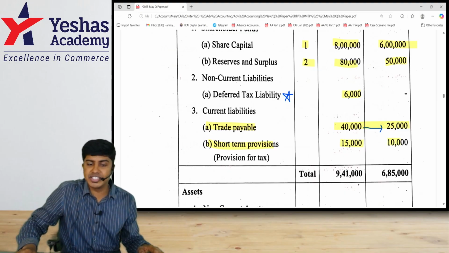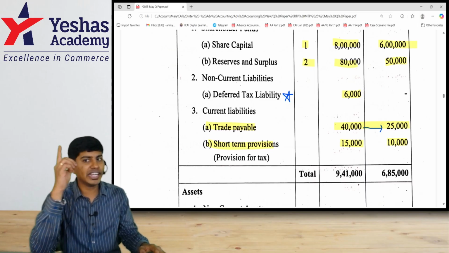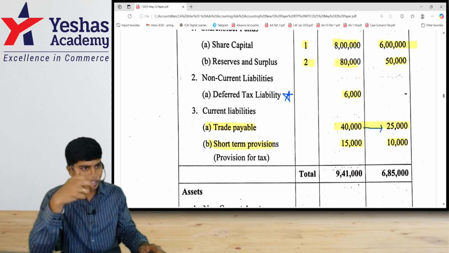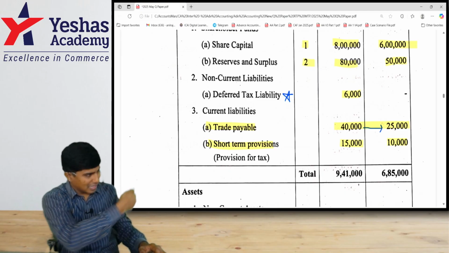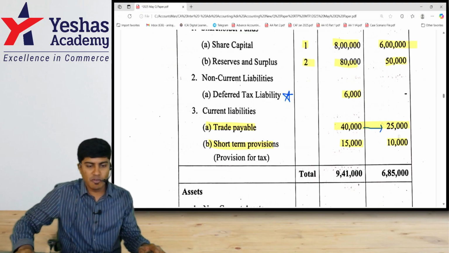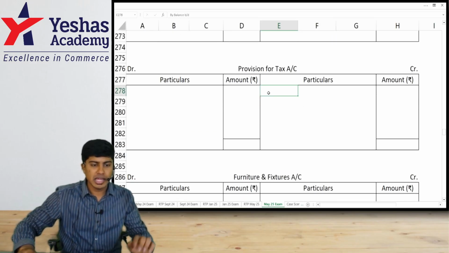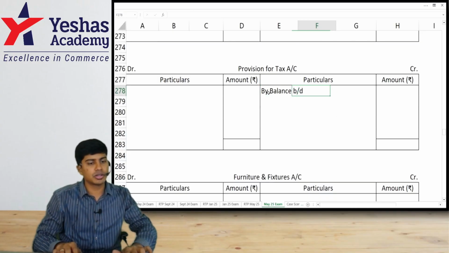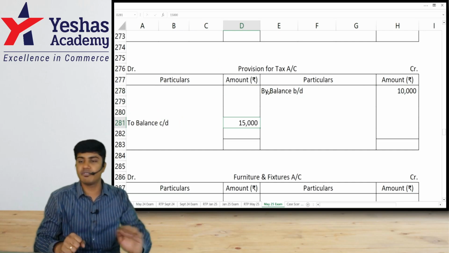And this is the ledger in which our deferred tax liability will get adjusted. You remember why deferred tax liability gets created? Try and recall it and also revise AS 22 if you want. I'll teach you that part later at the end of the question. Now 15 and 10. Opening is 10, closing is 15. I'll open one ledger called provision for tax. And in this ledger, I would write by balance brought down 10, to balance carried down 15.